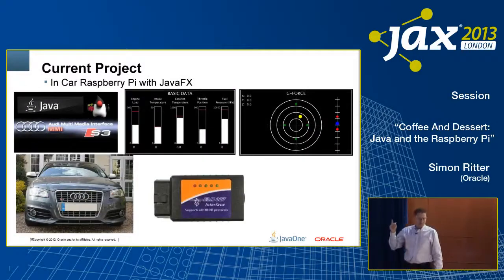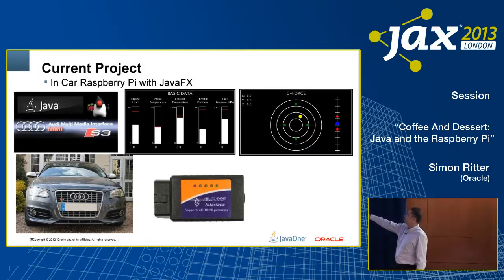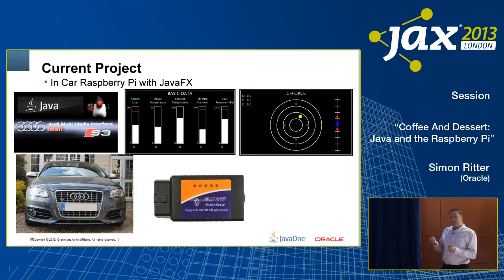This is the latest thing that I've been working on, and I did a session on this at Java 1. What I've done is I've connected the Raspberry Pi to my car. So there is a thing called an ELM327, which is a little box that you can buy from eBay for a few pounds. And what that does, it plugs into the service port on your car. And then it becomes like a little Wi-Fi hotspot, which you can connect your Wi-Fi to, and you can communicate with the car.